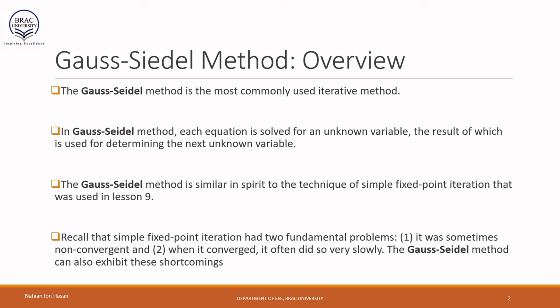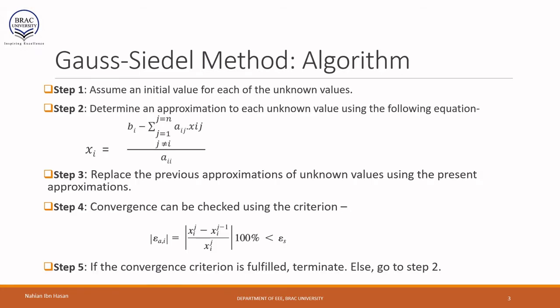The Gauss-Seidel method is very similar in spirit to that technique, but simple fixed point iteration had some limitations. Sometimes it was non-convergent, and when it converged it often did so very slowly, so it was a very slow method. I want to tell you that the Gauss-Seidel method also faces such limitations and shortcomings in its algorithm. So we will see how this method can be implemented.